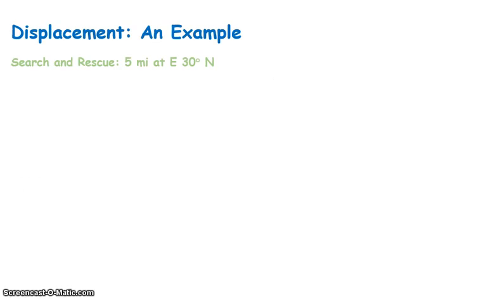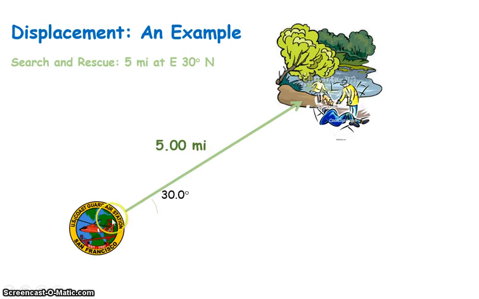Displacement is how far you are now from where you started. It's the search and rescue problem. How far does the Coast Guard have to go to rescue an injured hiker? If you've got a helicopter, of course, you can fly the 5 miles northeasterly into the forest and pick up the hiker. No trouble at all. You want 30 degrees east of north.